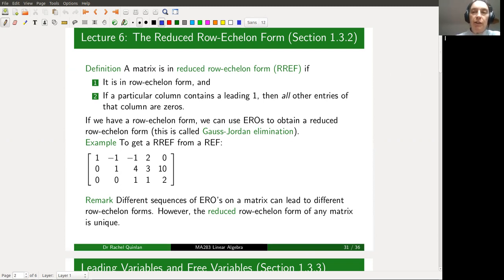So it means, first of all, that within each row, the first entry that isn't a 0 is a 1. So we can observe here that in the first row, the first non-zero entry is a 1. The second row starts with a 0, but the first non-zero entry is a 1. And the third row starts with two zeros, and the first non-zero entry is a 1. So that's the first requirement for being in row echelon form.